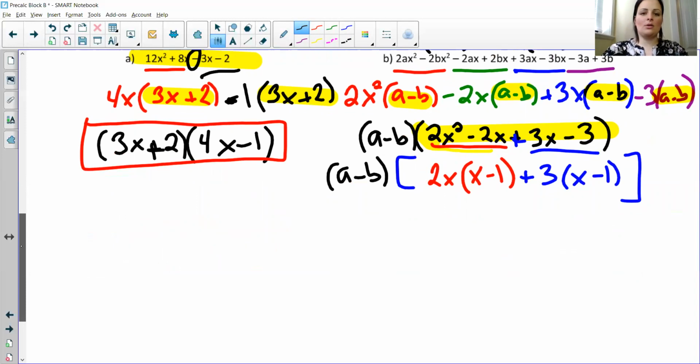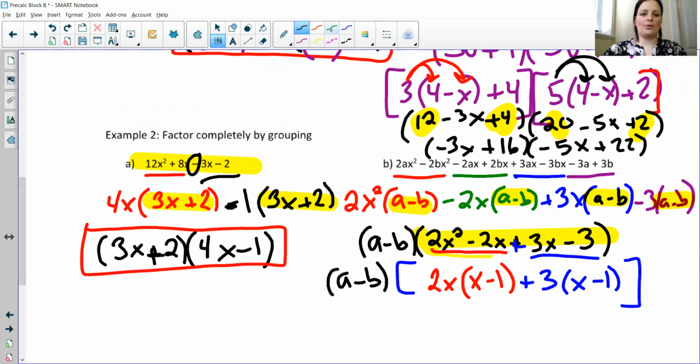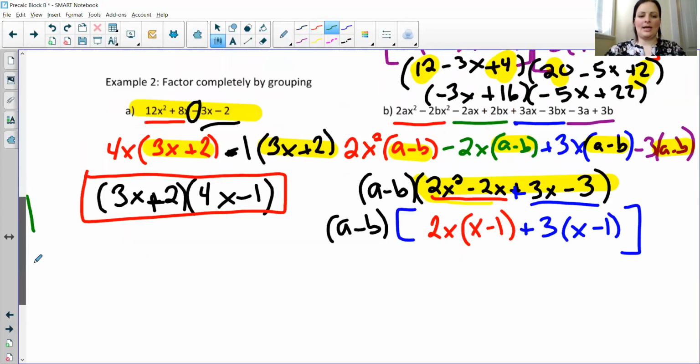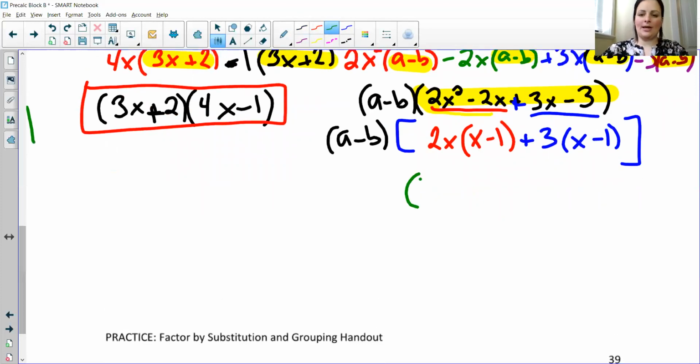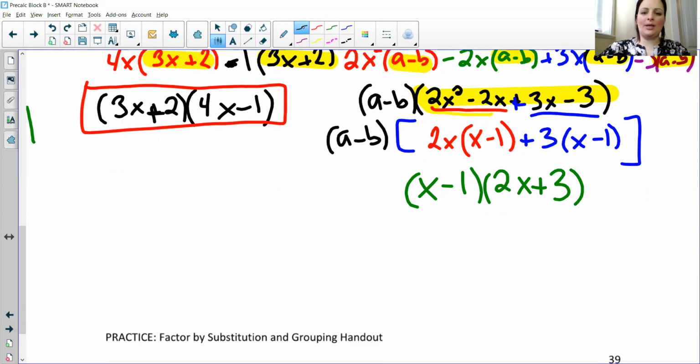Okay, so now you can, again, just focus on what's in those blue brackets, and you'll notice that both those terms have an x minus 1. So you're going to factor out x minus 1, and that leaves you with a 2x plus 3. Right, so that's what's in the blue bracket, and we can't forget that there's also an a minus b. So if we put that a minus b here, there it is. And now we have factored everything.